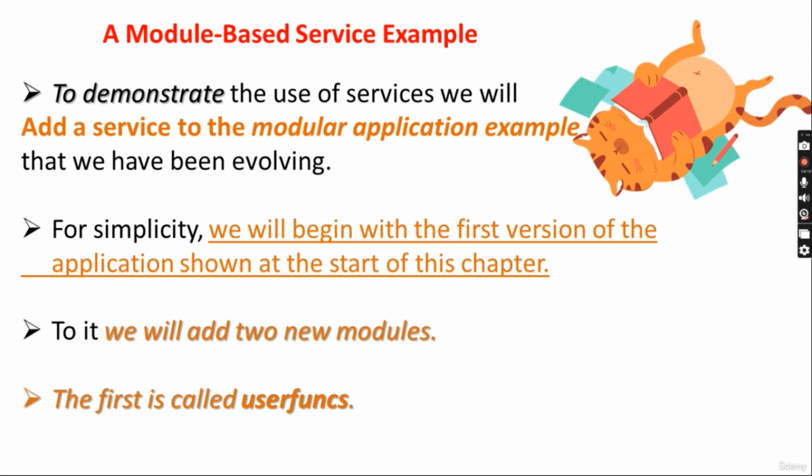Then, a module-based service example. To demonstrate the use of services with an example, we will now add a service to the modular application example that we have been evolving since the last session. We will begin with the first version of the application shown at the start of this chapter, that is modules. And we will add two new modules to that first version of the application.